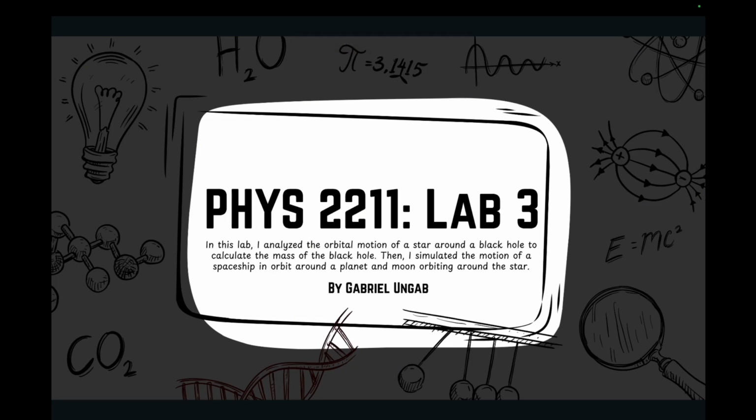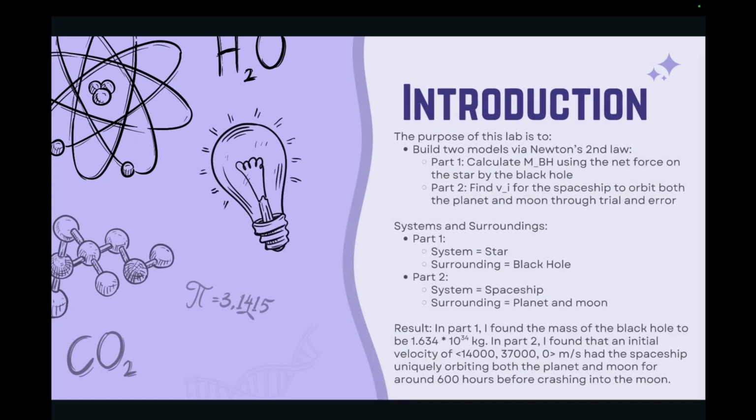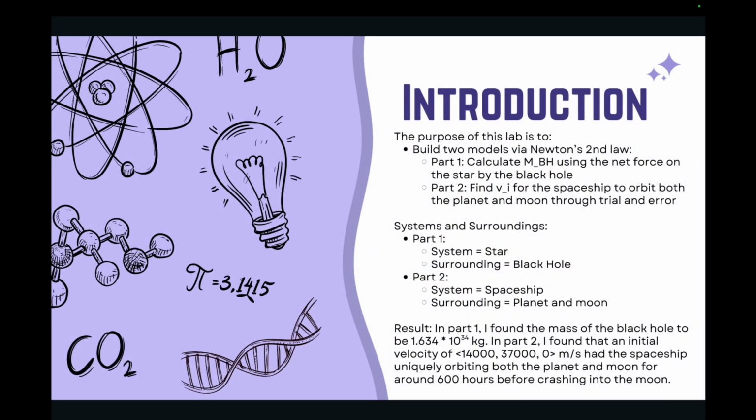In this lab, I analyzed the orbital motion of a star around a black hole to calculate the mass of the black hole. Then I simulated the motion of a spaceship in orbit around a planet and the moon orbiting around that same star. The purpose of this lab is to build two models via Newton's second law.